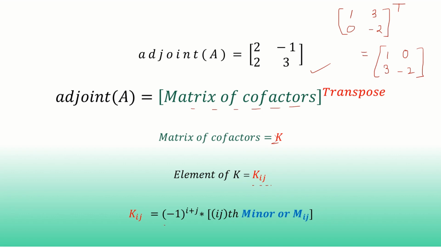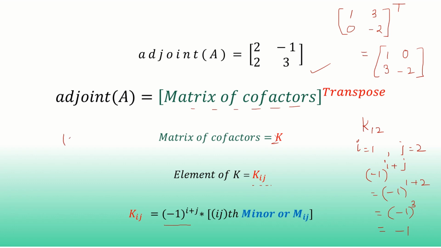Look at this number. Just realize that this number is either going to be 1 or going to be minus 1. Let us talk about K 1, 2. That means i is 1 and j is 2. In that case, let's figure out the value of this number. That's going to be minus 1 raised to the power 1 plus 2, which is minus 1 raised to the power 3. And since the power is odd, it's going to be a negative 1.